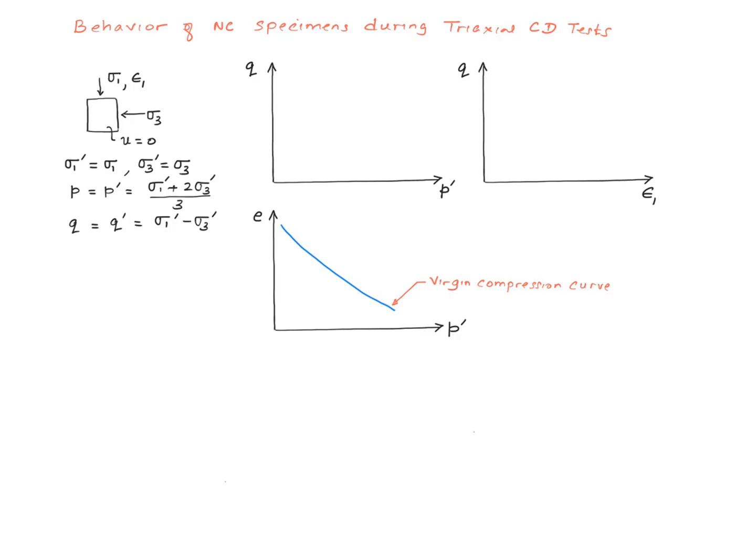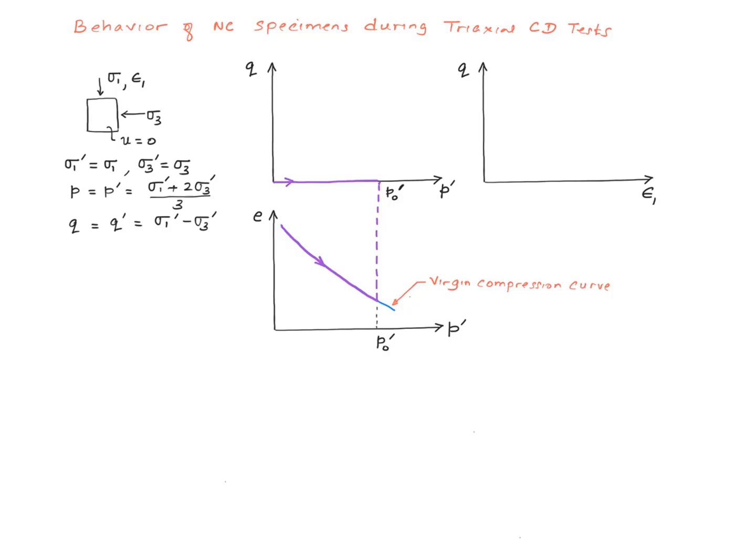Just like we have plotted the virgin compression curve with respect to the one-dimensional consolidation test, where we plotted e against sigma V prime, we can do the same thing here. Here we plot e against P prime and there is a virgin compression curve in that space. The initial state of a normally consolidated specimen will lie on that virgin compression curve.